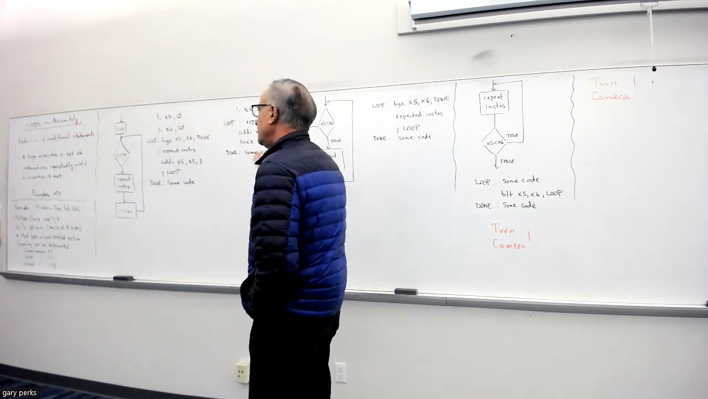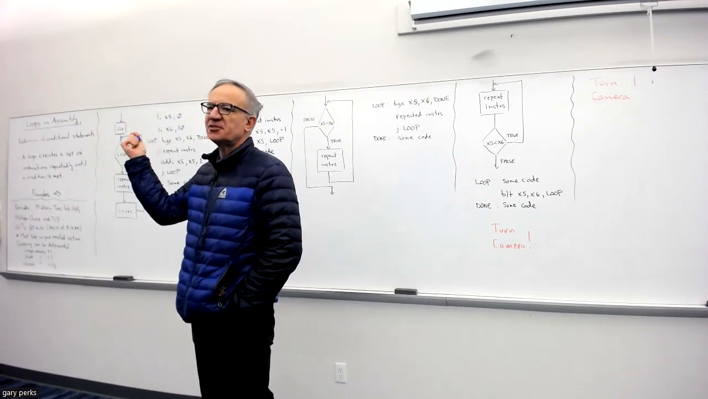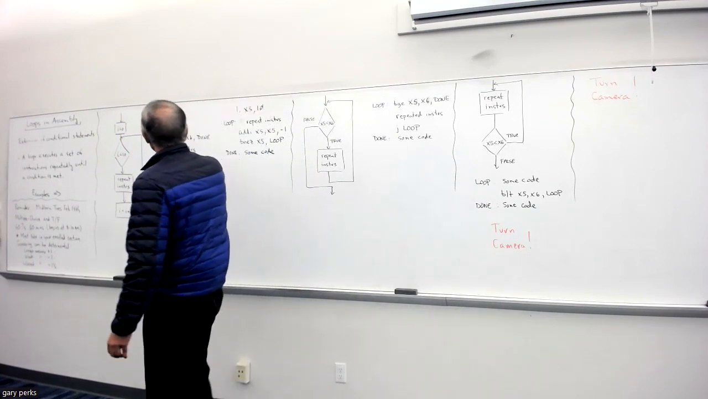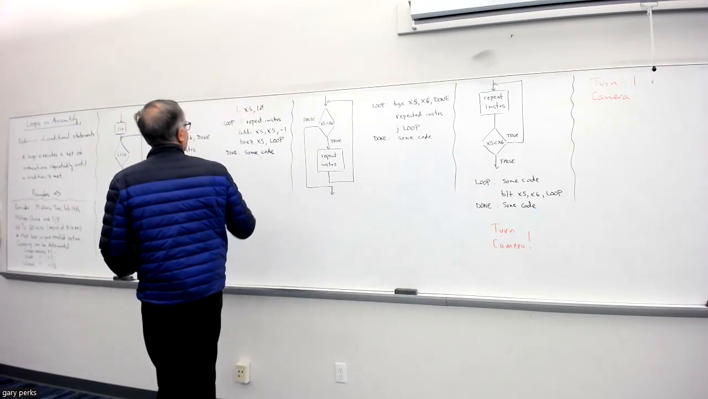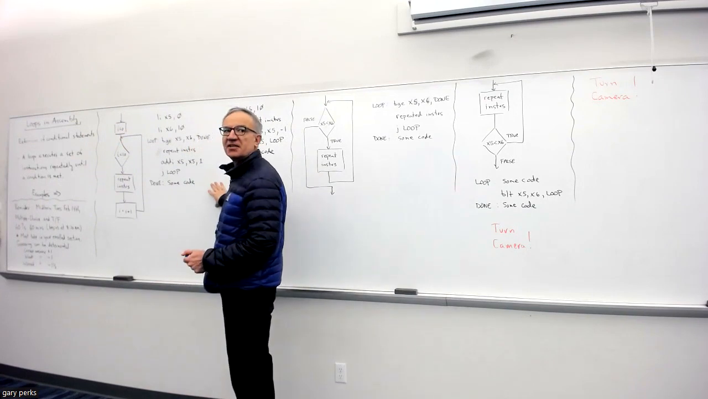Okay, but I think the easiest way to explain loops and see how it's done in assembly is just by doing some examples. So that's what I have up here, 3 different examples. Well, I guess 4, because this one has 2 different ways of doing the same thing.